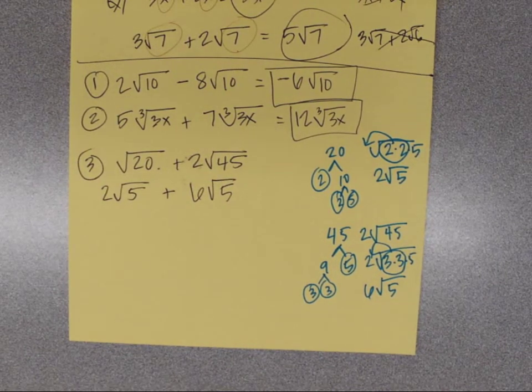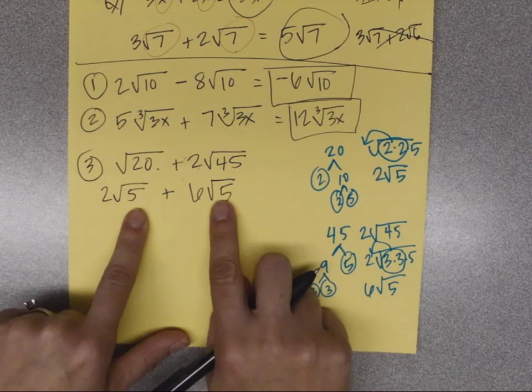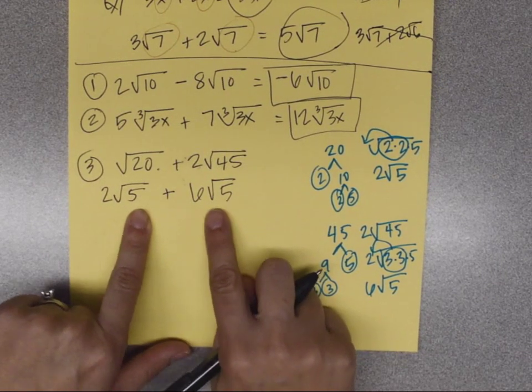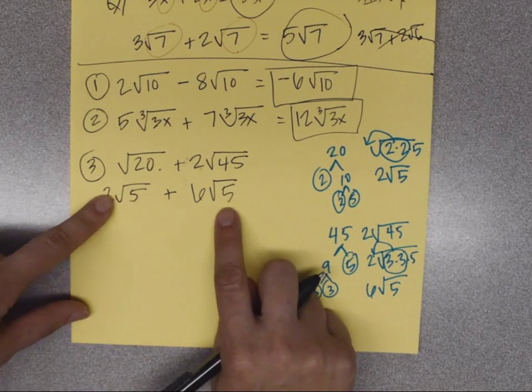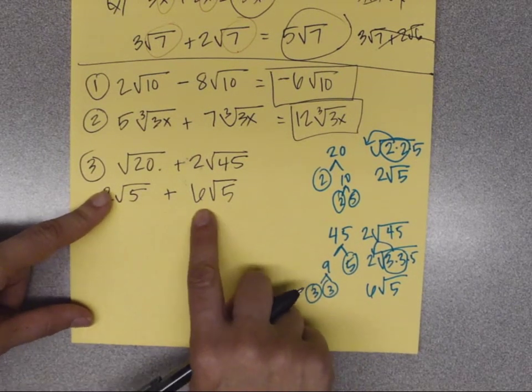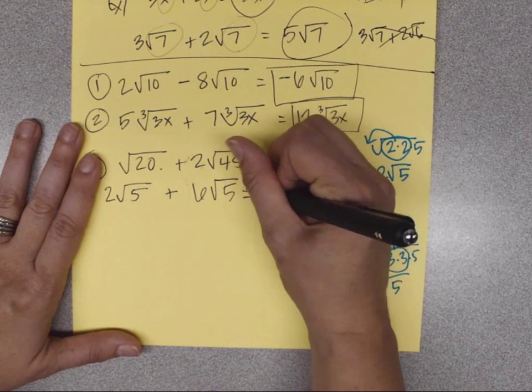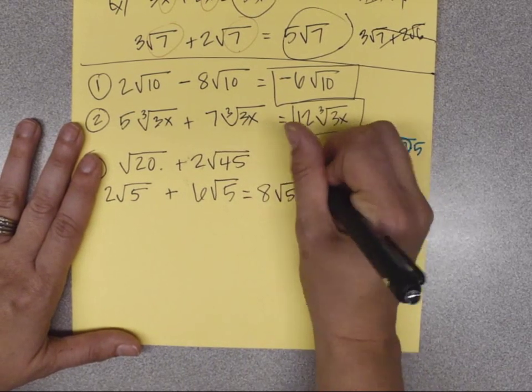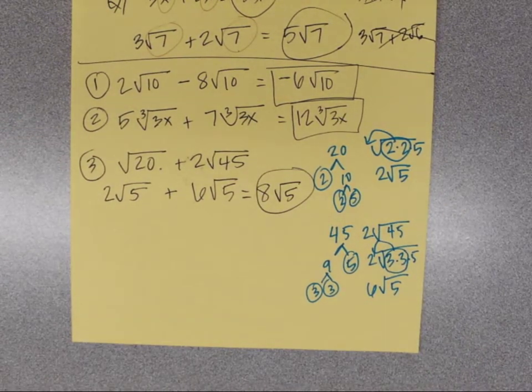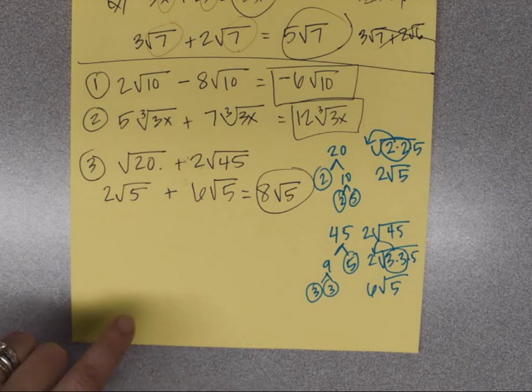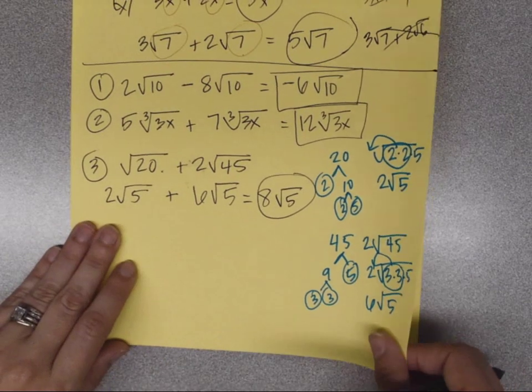And from there, now that I simplified those two radicals, I can do this problem because they both have the square root of 5. If I have 2 of these square roots of 5 and I add to it 6 square roots of 5, I get a total of 8 square roots of 5. And that's my answer. Okay, let's do a couple more like that. I'm going to turn the page, kind of ran out of room there.